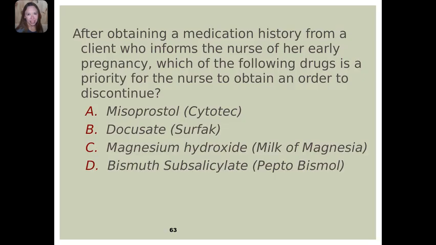The correct answer is A, Cytotec. Remember, Cytotec is a pregnancy category X. Why? Because it causes uterine contraction. So if we have a patient that is in early pregnancy, we don't want her taking Cytotec. That can lead to a miscarriage. So definitely we need to stop that medication.